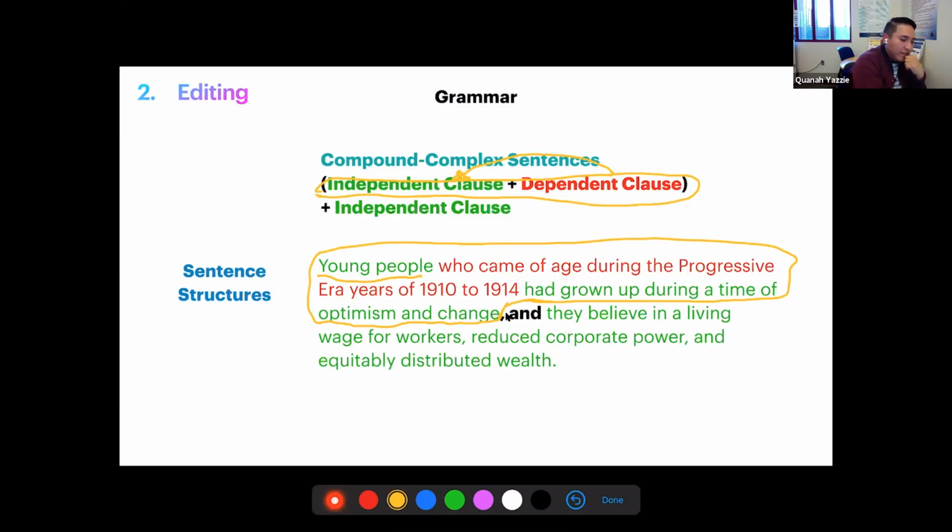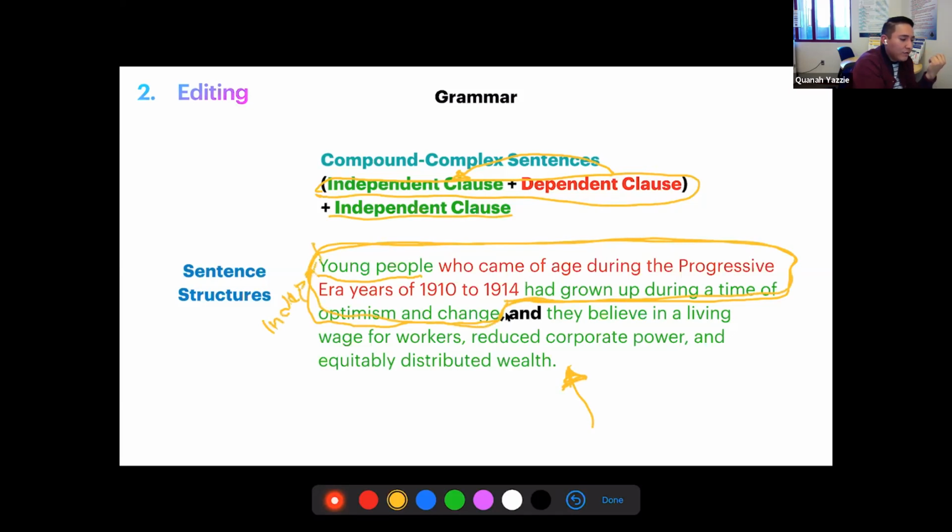who came of age during the progressive era years of 1910 to 1914. That's the dependent clause. So we're using that same rule from the previous slide within that portion there. And here we're just adding another independent clause here. And the way we're doing that, again, is going back to the first part with compound sentences. Since this here is now a complete sentence, this becomes an independent clause.